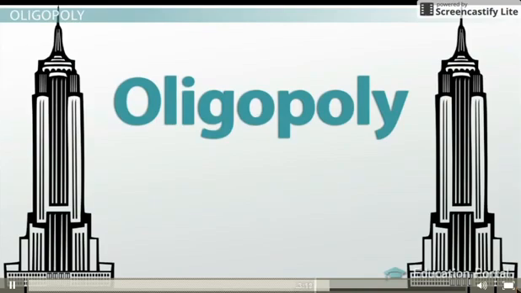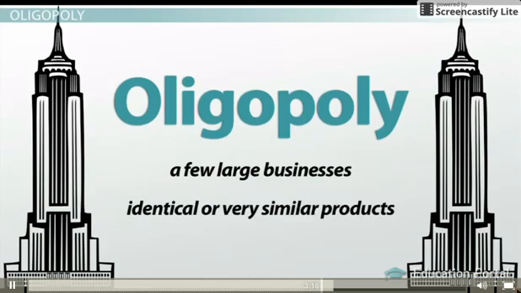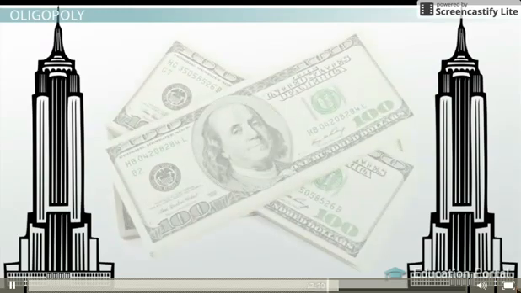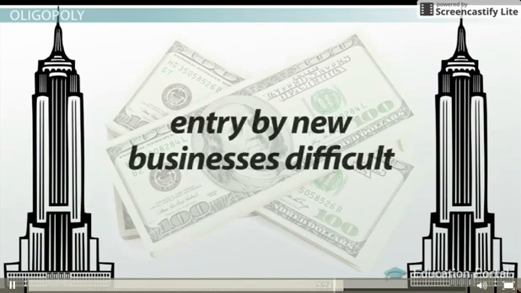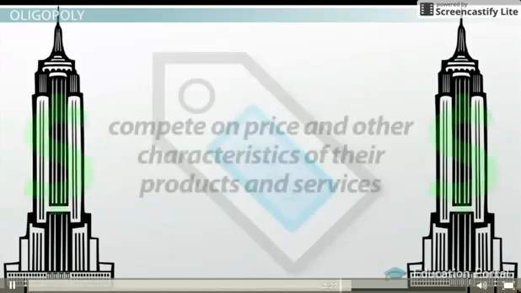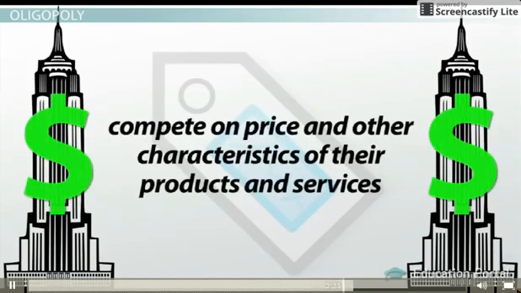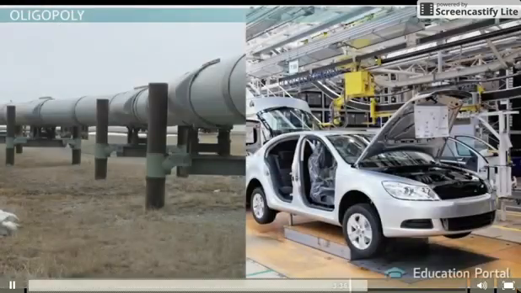An oligopoly consists of a few large businesses that sell either identical or very similar products. These industries are marked by a small number of businesses that require a high degree of initial capital investment, which makes entry by new businesses difficult. Nevertheless, businesses in an oligopoly do compete on price and other characteristics of their products and services. Examples of oligopolies include the oil industry and auto manufacturing.